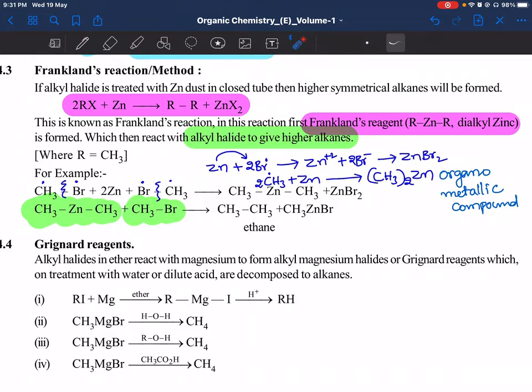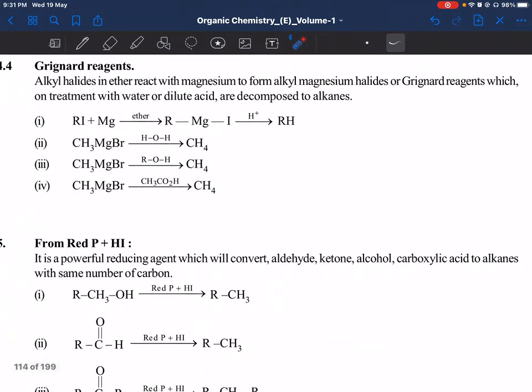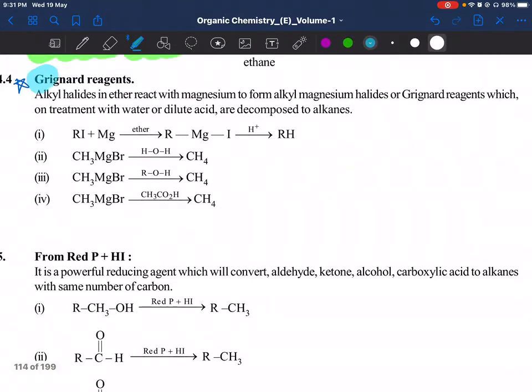Okay, students, understand? So next, Grignard's reagent. When you take Grignard reagent, it's a very famous reaction. Many NEET exams have had an equation like this. In Grignard reagent, alkyl halide in ether, when it is reacting with magnesium.